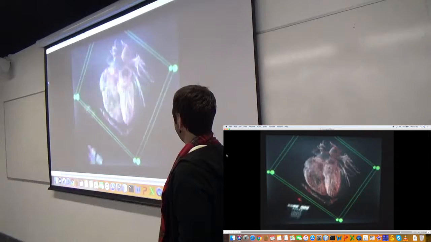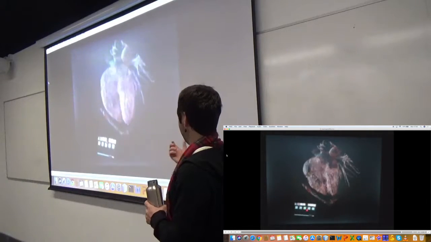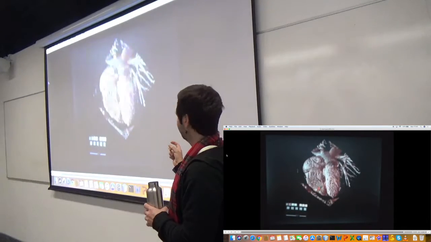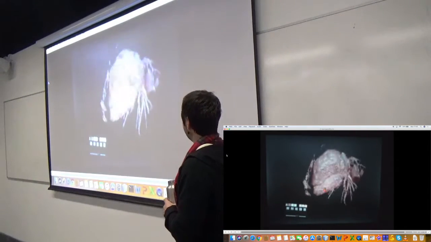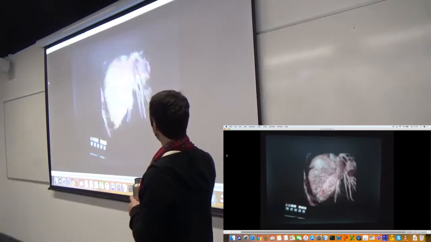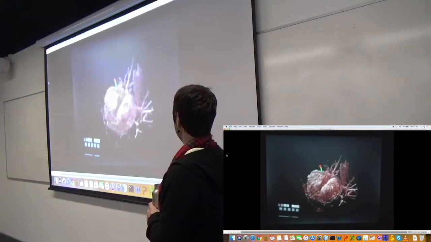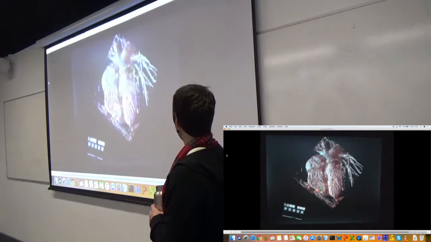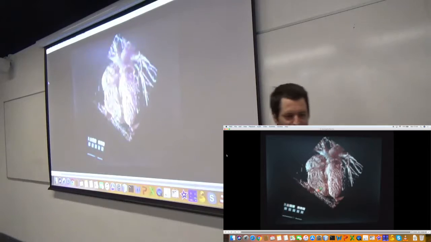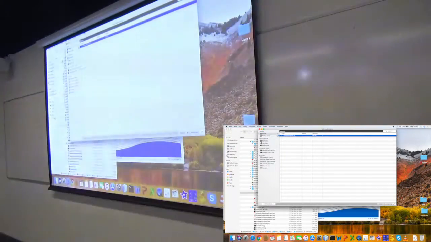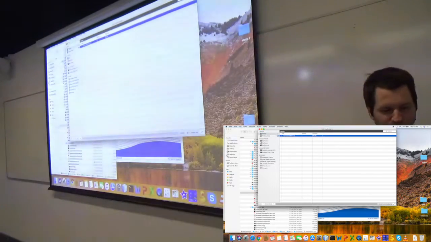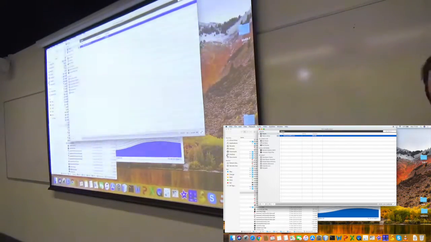So that's the user interacting with the time-dependent volume data. It's a beating heart. Did I say that already? And then looking at it from different angles, using the clipping plane and the clipping cube, and so on. Does that look interesting? That's an example of scientific visualization. So it's a natural phenomena, and the position of every data sample is important.